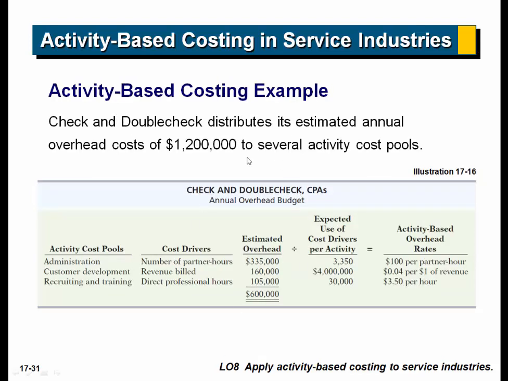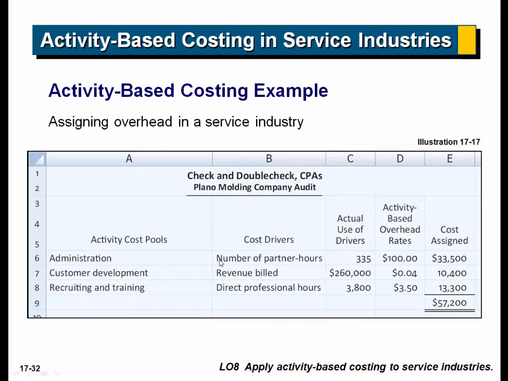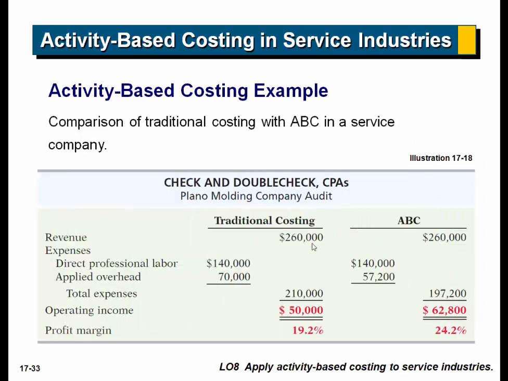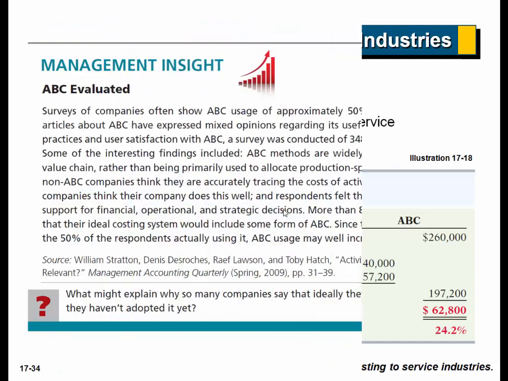And here's another one, but now we're doing activity-based costing. You look at the number of partner hours, the revenue billed, and the direct professional hours. And you have different drivers and different costs. So what they're trying to do now is assign more costs to the ones that are more costly. So if we use this on the particular job that we just looked at, the costs allocated are $57,200 versus the $70,000. So under activity-based costing, this job looks much more profitable than it did under traditional. And so you're trying to make certain that a company gets the products costed correctly, and how they deliver the products separate.